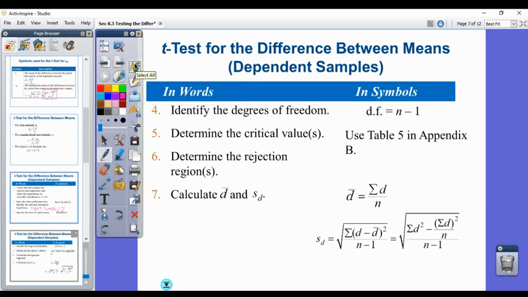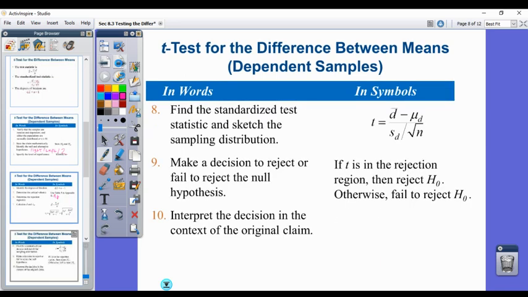Okay, so degrees of freedom is n-1. Table 5 in your book, it's on page A18, has your critical values, and then we've got our formulas here. So you're going to find your standardized test statistic, and then from there, if the t-value from your standardized test statistic formula is in your rejection region, obviously you reject H0, otherwise you fail to reject. And then, as always, we're going to write our final sentence.